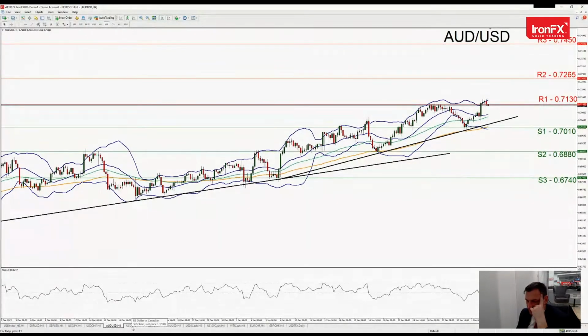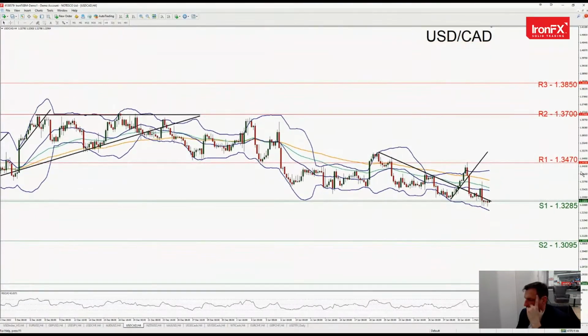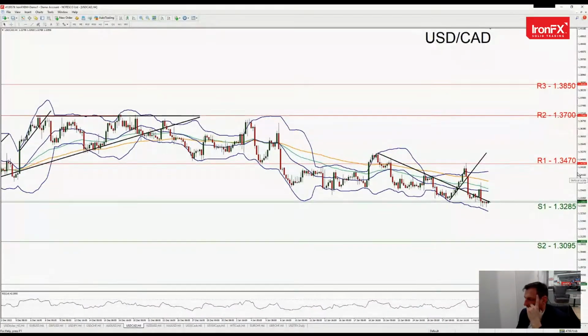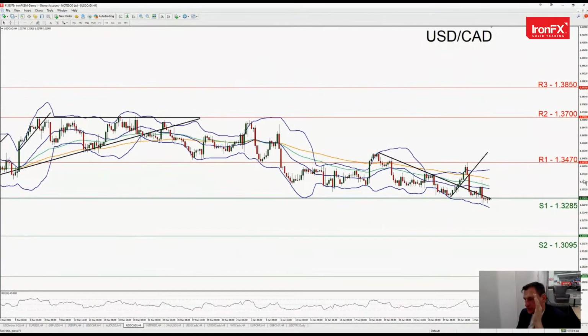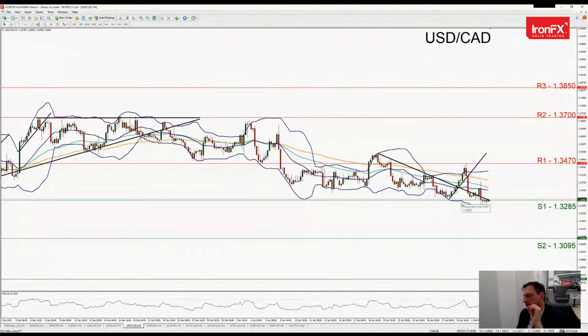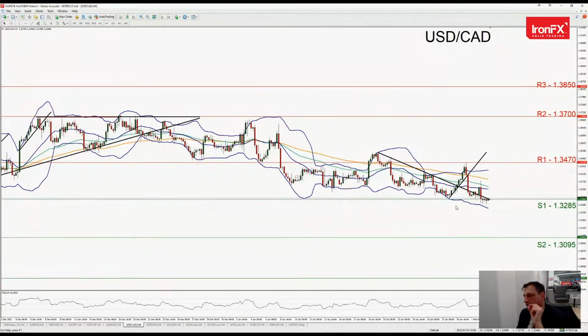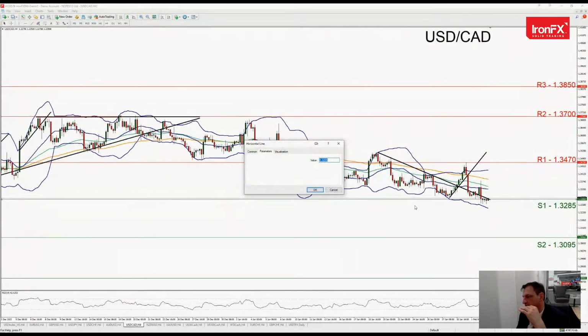Moving on to USD CAD. USD CAD had an interesting movement in the sense that it dropped, not much, but still, and has broken just below the 1.3285 support line and has remained there, which tends to imply that the former support line now is providing resistance. Let's correct that. It's actually providing support.